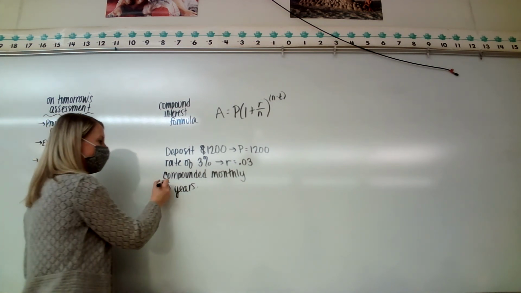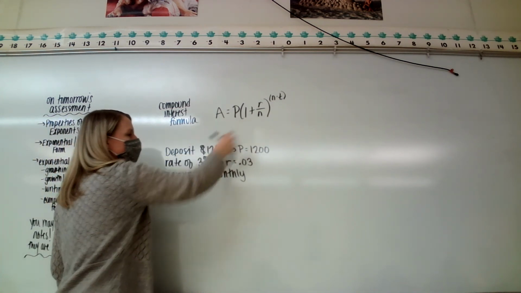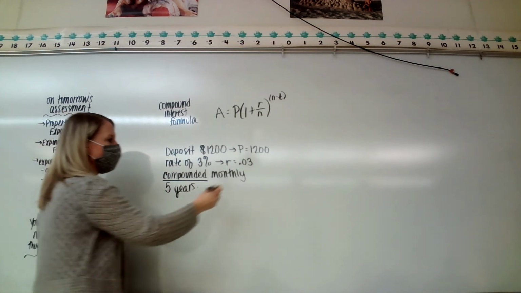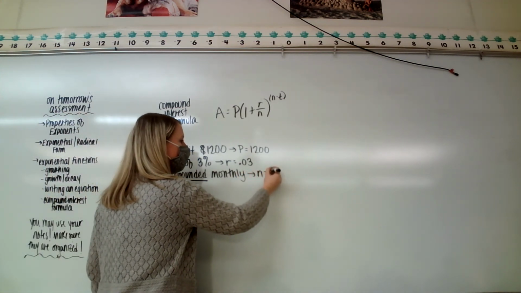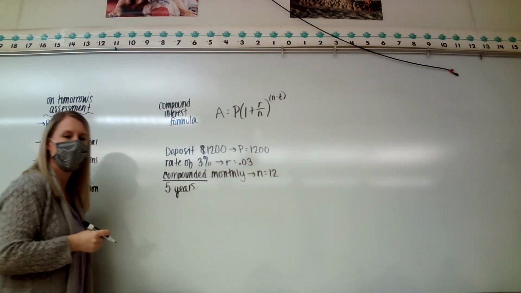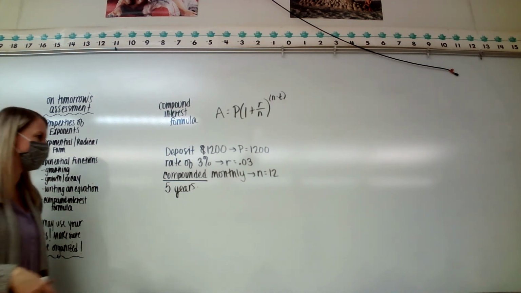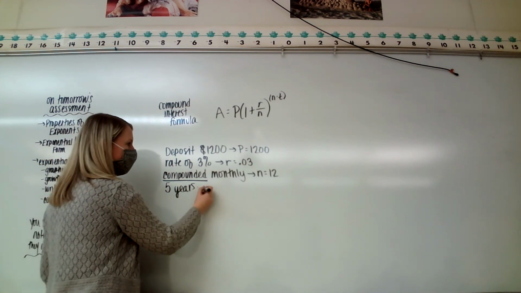The word compounded, that's what our N represents, the number of times it compounds. It's usually a key word. When I say monthly, that means it happens 12 times per year. I won't give you anything crazy. Monthly is 12, quarterly is 4, semi-annually is 2, annually is 1. I think that's about as crazy as I would get, but if you have a question, just let me know. And then 5 years, that's T.